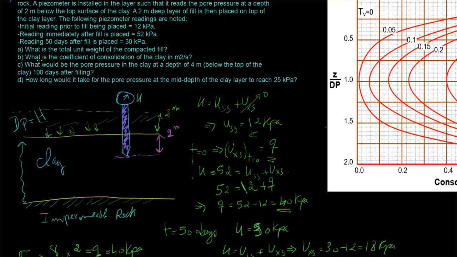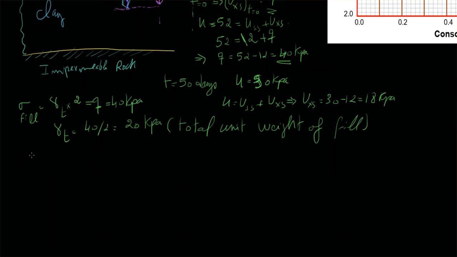Part B. What is the coefficient of consolidation of the clay? So, part B, what is C_v? Well, the only formula where C_v fits is T_v equal to C_v times t over d_p squared. So let's work it out with this formula. We got t. So if you remember, we have the third reading right here, at time equal to 50 days, and we have the excess pore water pressure at that point.